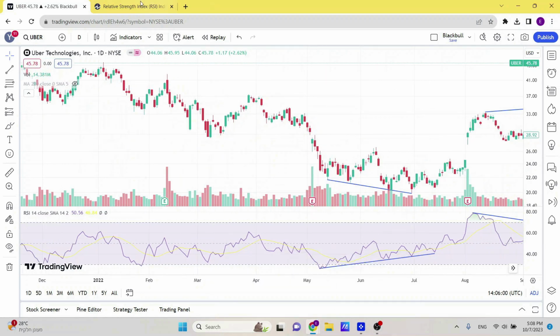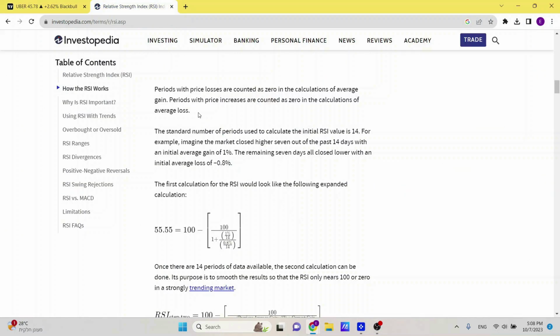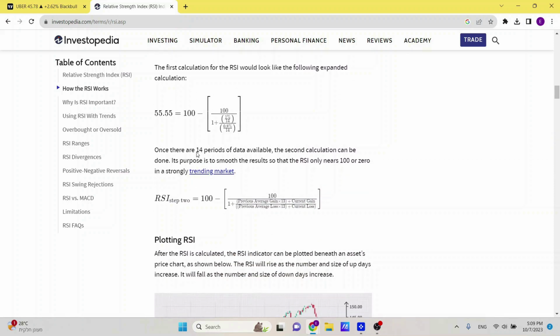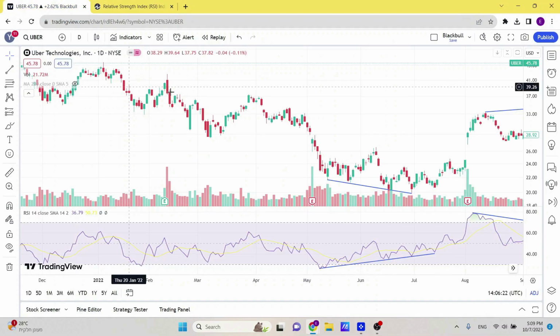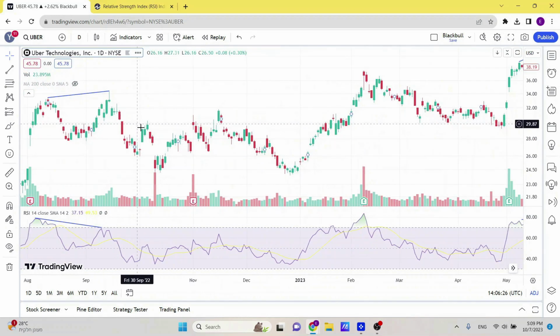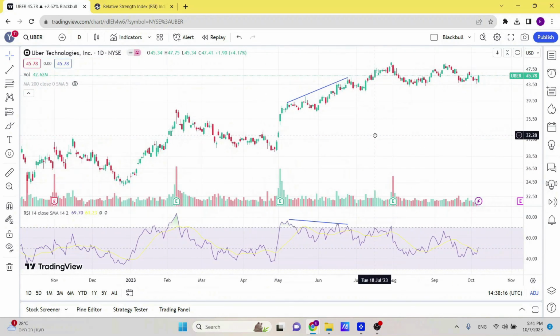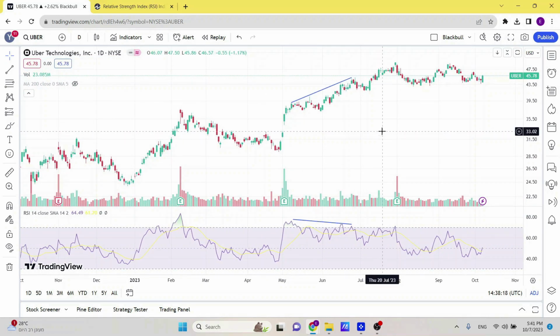Okay, next. For example, imagine the market closed higher 7 out of the past 14 days with an initial average gain of 1%. The remaining 7 days all closed lower with an initial average loss of 0.8%. Okay, and here you can see the calculation and how it should be calculated. You don't need to exactly know the calculation. You don't need to calculate it. You just need to understand what the RSI means. Okay, overbought and oversold conditions.